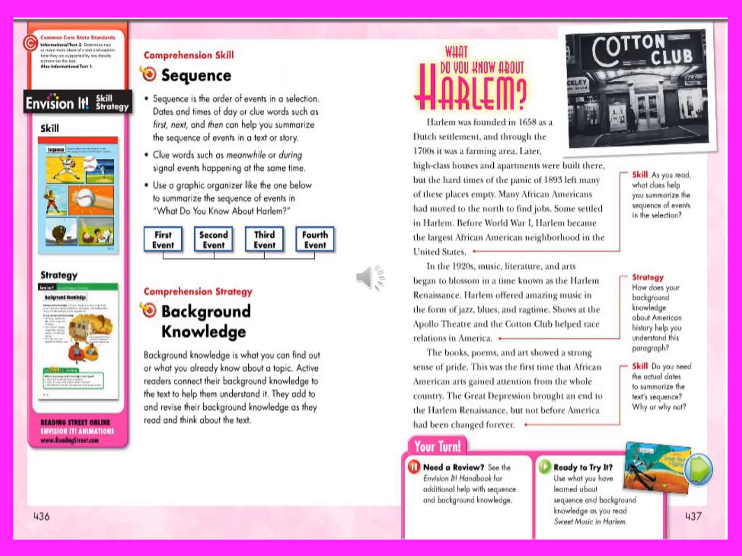Okay, so you have just finished watching a video on sequencing your stories. Remember, sequence is the order of events in a selection. Dates and times of day or clue words such as first, next, and then can help you summarize the sequence of events in a text or a story. Clue words such as meanwhile or during signal events happening at the same time.